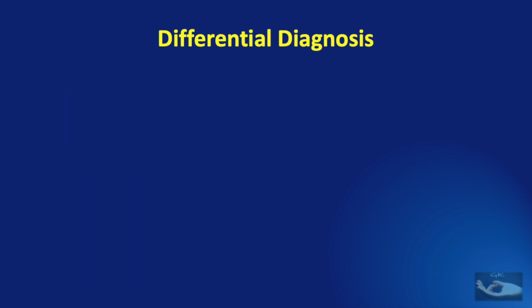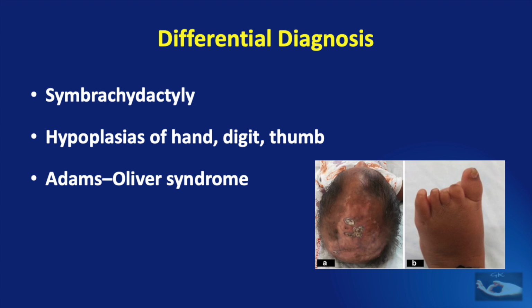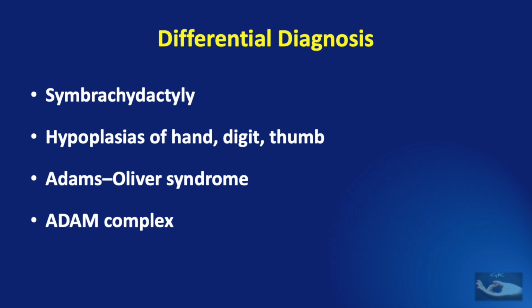The differential diagnosis of acrosyndactyly is quite important. It could resemble a symbrachydactyly, hypoplasias of the hand, digit or thumb, Adams-Oliver syndrome, where there are transverse amputations of the digits associated with congenital skin problems of the scalp, or the ADAM complex. This is an abbreviation for amniotic deformity, adhesions and mutilations. This is usually an association of limb defects caused by constriction rings with craniofacial defects also.